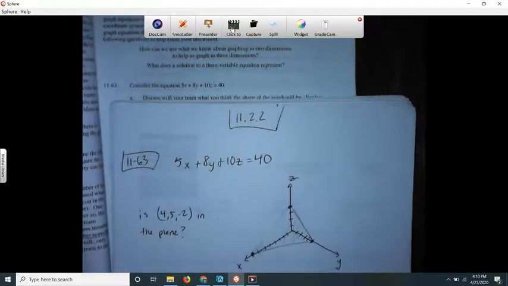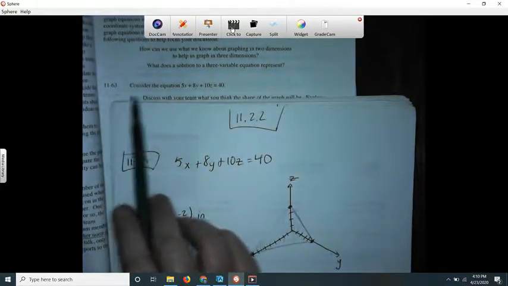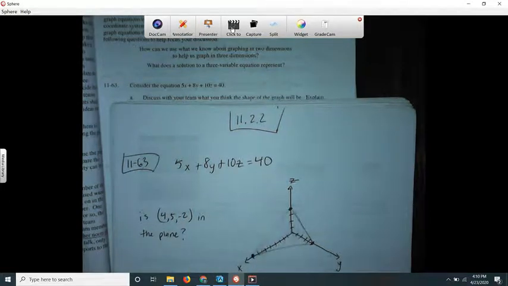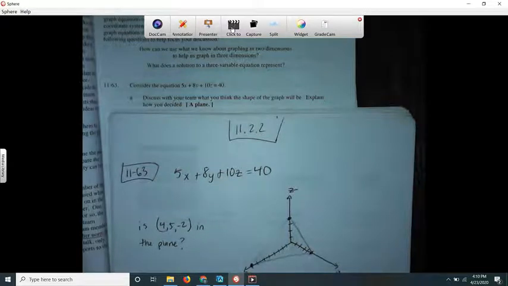But it says consider, so we're just going to do 11.6.3. Consider this equation. I've written it here. Discuss what you think the shape of the graph will be. Well, it's going to be a plane rather than a line. You guys are used to lines, but this one's going to actually be a plane.